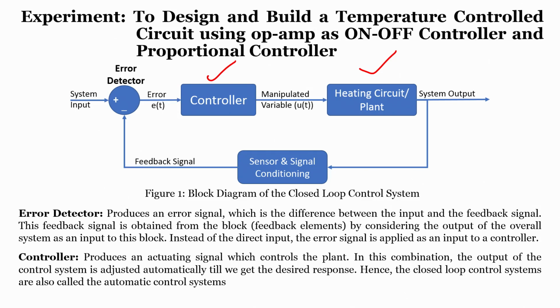Now, in order to understand the functionality of these controllers, and their implementation using an operational amplifier, one thing is important: how exactly they work, and what is the role of this type of controller in the system. As we have already seen in the theoretical session, their importance and their working, we will also briefly discuss how exactly they function, and we will see the implementation of these controllers using an operational amplifier.